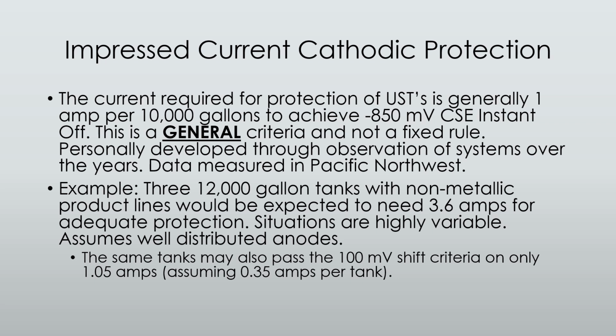This is mostly for inspectors that, when they look at a system, want to know if the system's good or not. And for the relative size of the system, this is probably what they should expect to see. And if an inspector has been doing it long enough, they would probably agree with me and see similar values. But these situations are highly variable. This assumes well-distributed anodes. An anode can only protect essentially what it can see, so we need to encircle our tanks, and that's part of having a well-distributed system.